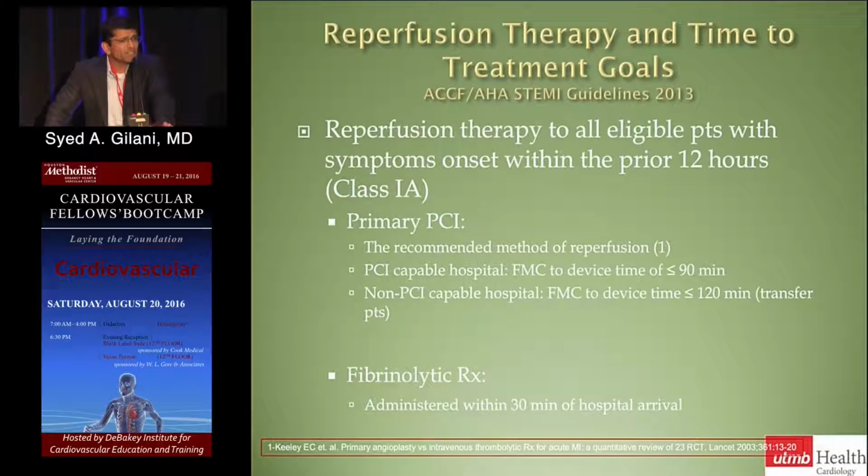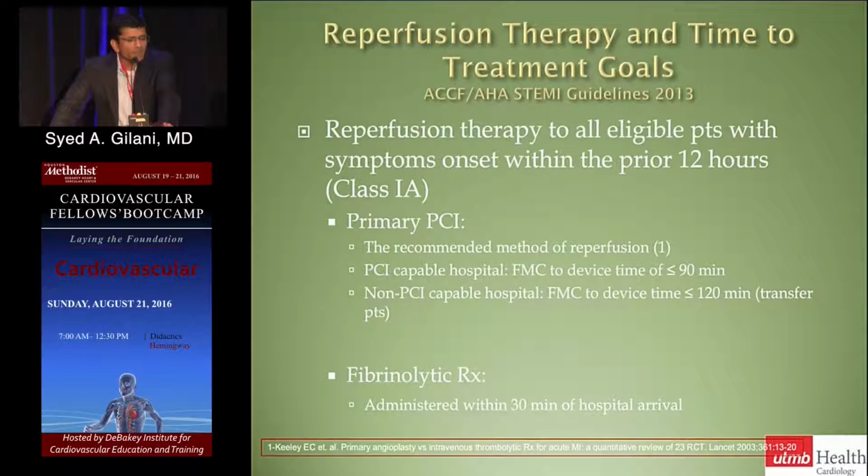less than 120 minutes. This system has to be validated over time, and you have to make sure that you're able to achieve these transfer times 90% of the time to meet the criteria. For fibrinolytic therapy, if the patient cannot be transported to get primary PCI within 120 minutes, then fibrinolytic therapy should be administered within 30 minutes of first medical contact.